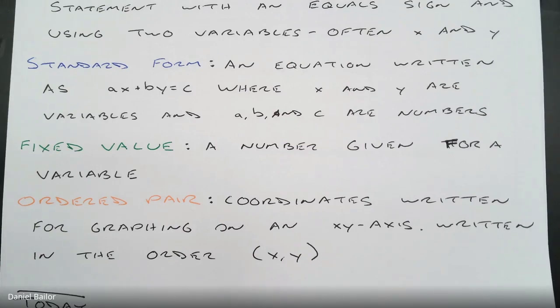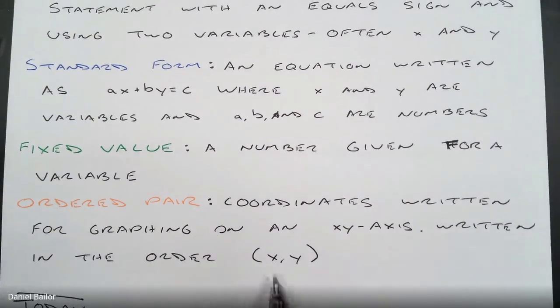And our last vocabulary word is ordered pair. Ordered pair is another word for coordinates written for graphing on an xy axis. So you've seen ordered pairs before, you've graphed ordered pairs before, but it's just a reminder of the definition for an ordered pair. They are your coordinates for xy axis graphing. And you write them in this order. X has to come before y when you write an ordered pair. They go in order, x and y.